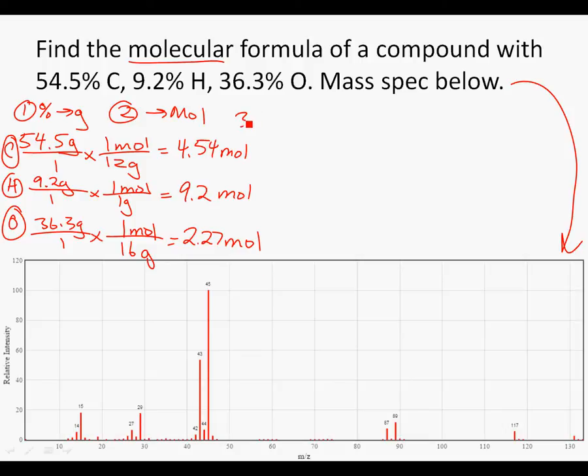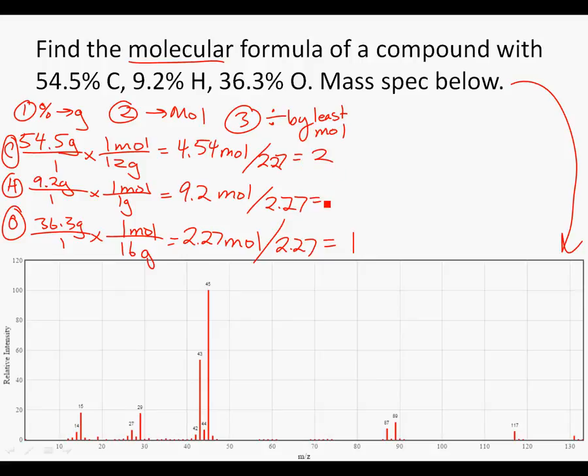All right, step 3, you're going to divide by least moles. So the least number of moles here is 2.27. So divide all the numbers by 2.27. That gets us this to be 1, this is 2, and this is 4.05. That is close enough to 4 to round it to 4. That's kissing 4. It's really close to 4. So the empirical formula is C2H4O. Awesome.